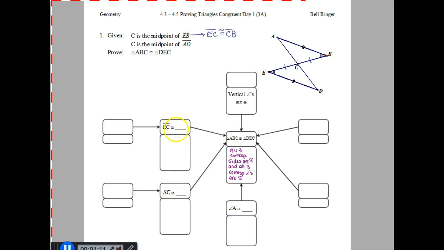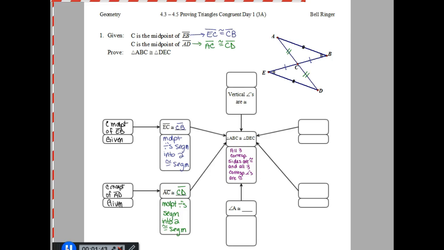So, why did I know EC was congruent to CB? It was given that C is the midpoint. So, since C is the midpoint of EB, I can say that EC is congruent to CB, that a midpoint divides a segment into 2 congruent segments. I'm going to do something similar for the next given, C is the midpoint of AD.